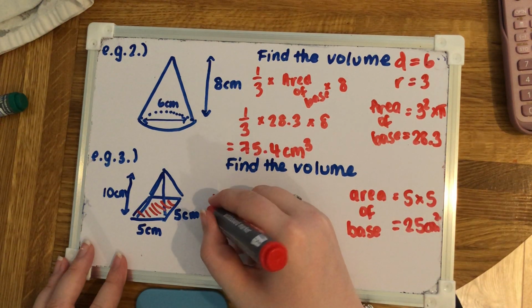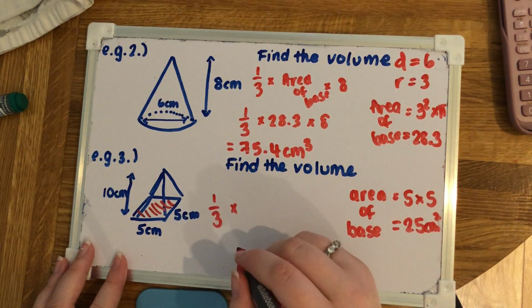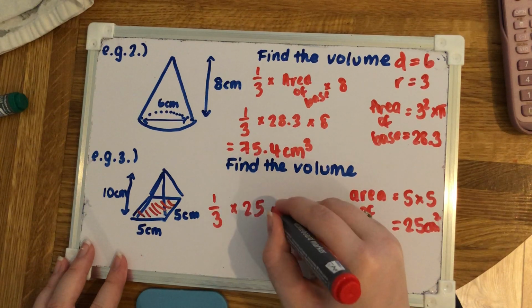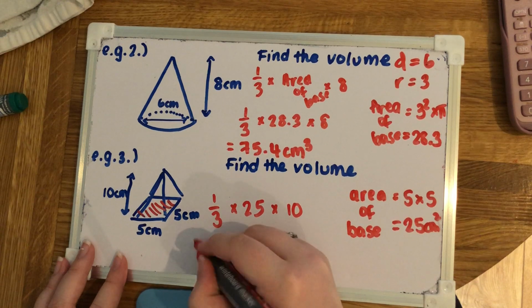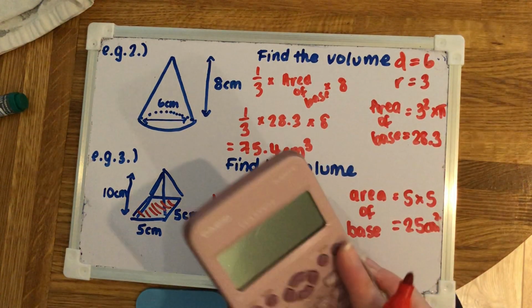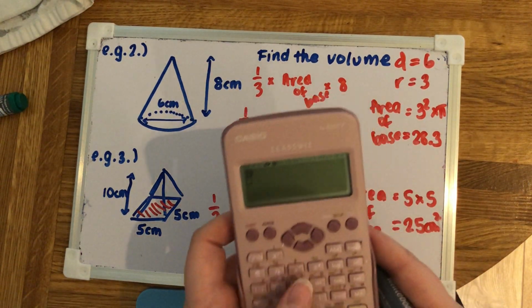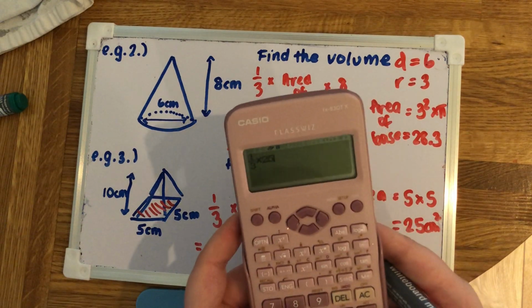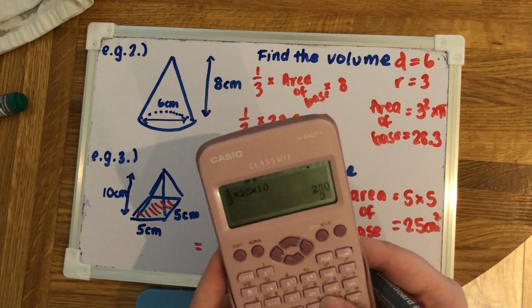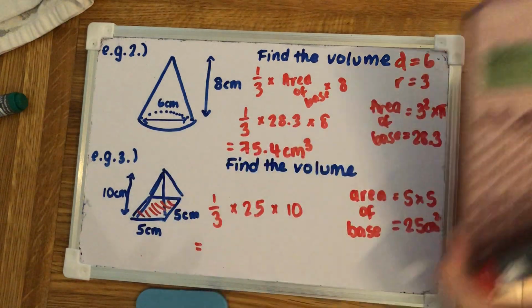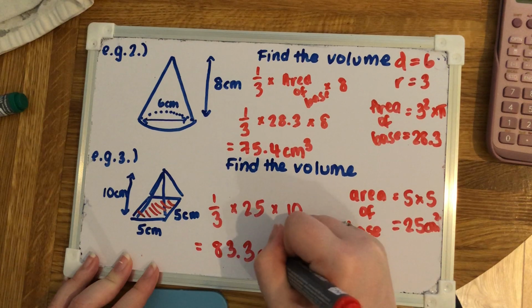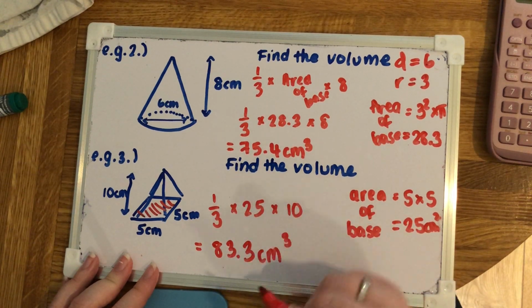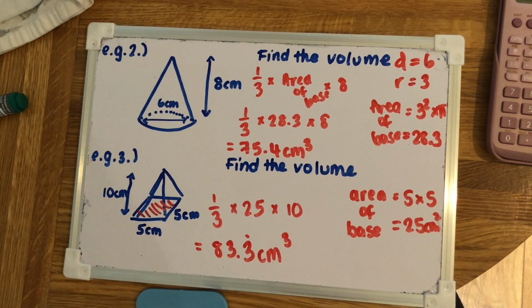Then we use the formula, so it would be a third, times by the area of the base, which we've just worked out was 25, times by the vertical height, which is 10. So 1/3 times 25 times 10, 83.3 centimetres cubed. So that's all you need to do as long as you follow the formulas.